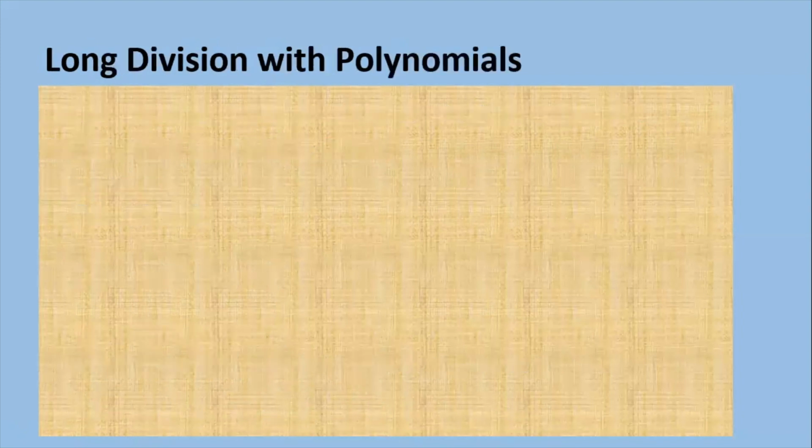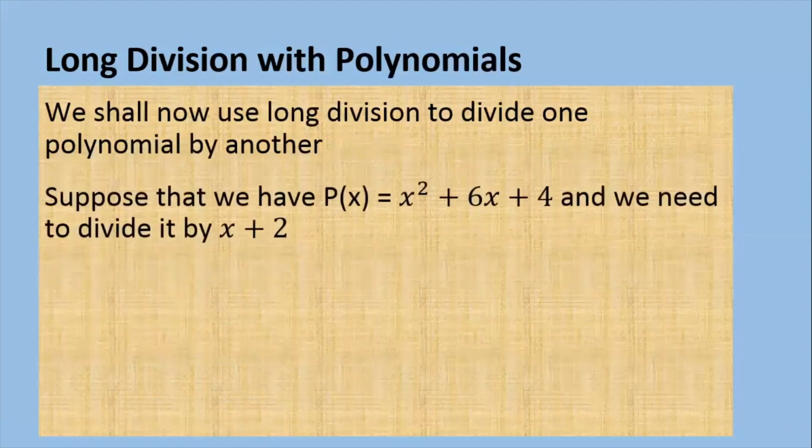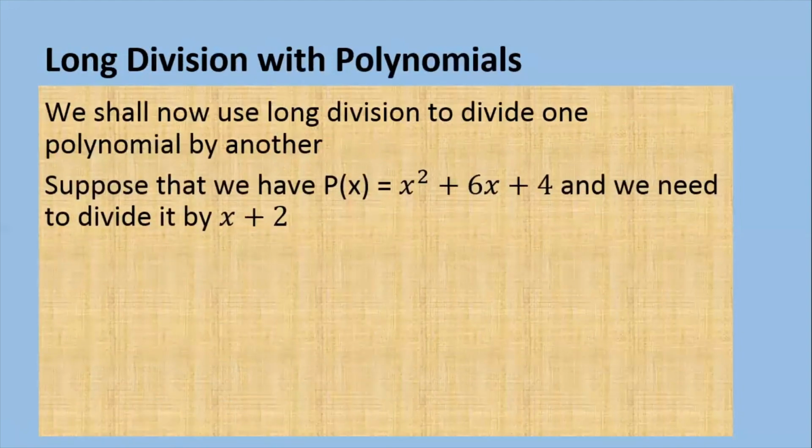Now, long division with polynomials. That's important, so you need to get it well. Okay, suppose that we have p of x, which is equal to x squared plus 6x plus 4, and we need to divide it by x plus 2. How are we going to do it?